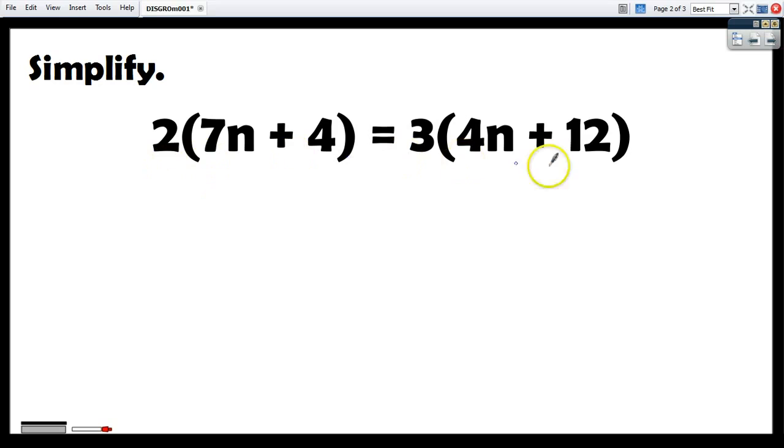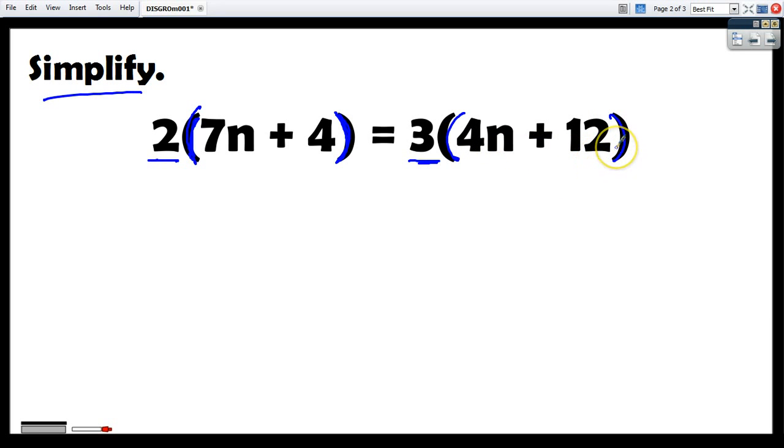So here we've got another equation that eventually we'll solve, but for now we're just simplifying. 2 times parentheses 7n plus 4 equals 3 times parentheses 4n plus 12. So once again, all we've really got here is I have on this side of the equation 2 grocery bags, and contained inside each grocery bag is 7n plus 4. And now even though 4 is a regular number, just think of it as another item. Maybe it's like a $4 rebate inside the bag. Over here we've got 3 bags, but these 3 bags contain something different.